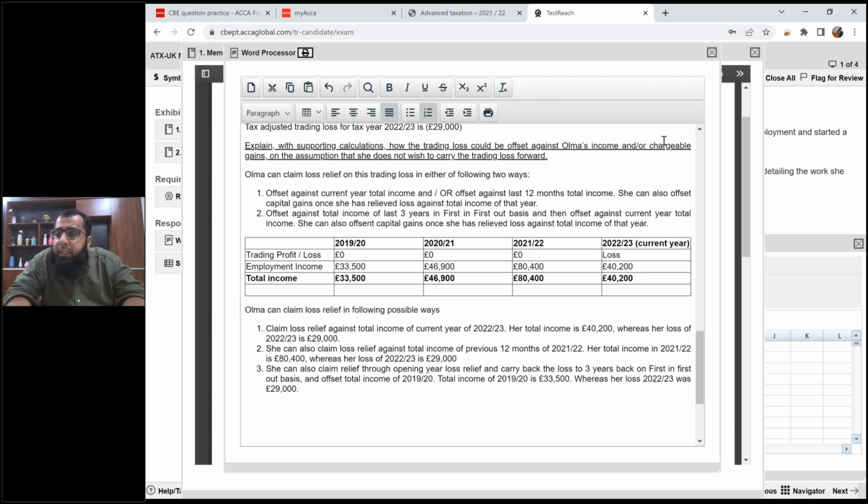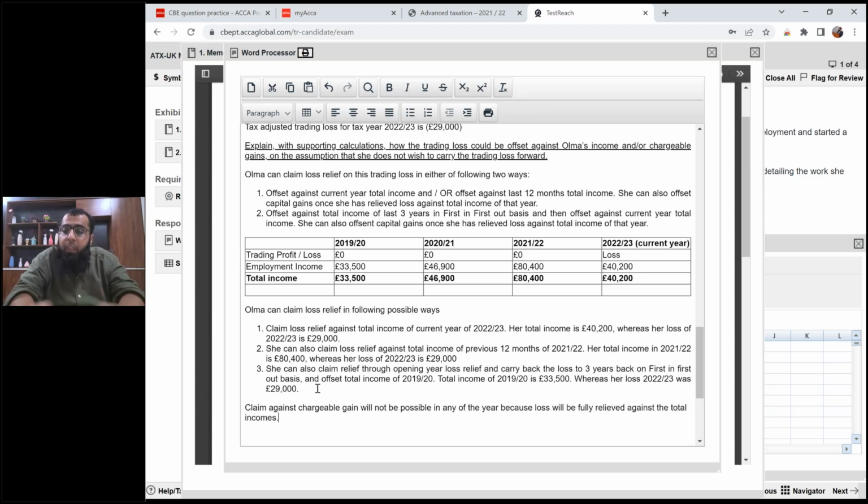Okay. Now, since he said that we have to comment on the chargeable gain also, we will make it clear. Claim against chargeable gain will not be possible in any year because the loss will be fully relieved against the total income. You can only go to the chargeable gains once you offset the total income completely and the loss is still remaining. Your entire loss will be utilized.